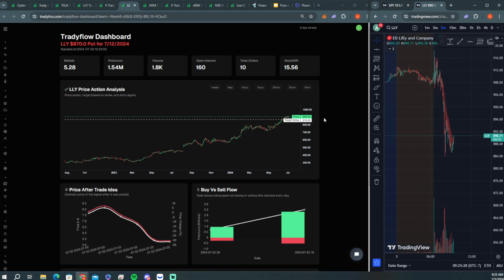So it just depends on the scenario, on how aggressive it is. This one wasn't that aggressive of an order because it's 10, and 10 is like the minimum threshold that I look for on the orders, if that makes sense.